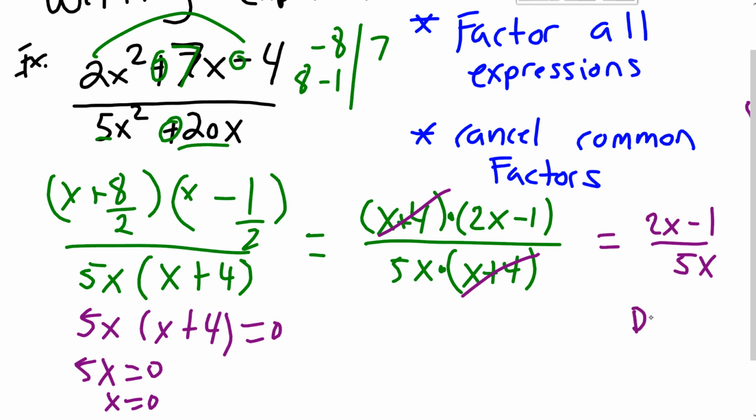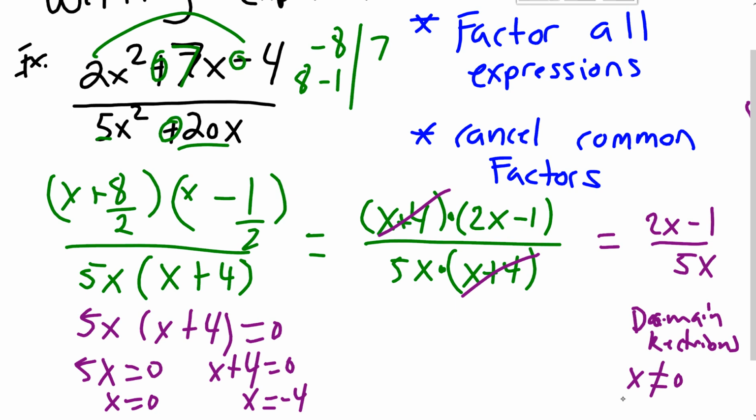So my domain restrictions, that's spelled wrong, but I don't care, is x equals 0. So x cannot be 0, right? And then I set x plus 4 equals 0, and I get x cannot equal negative 4 as well. So those are my restrictions.